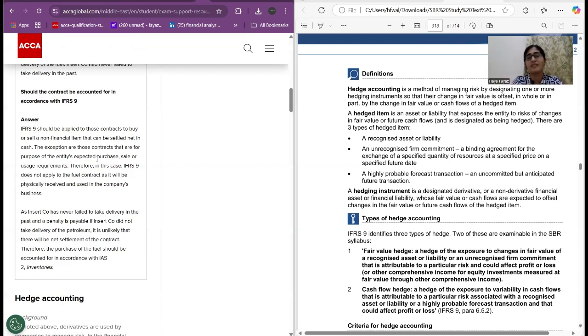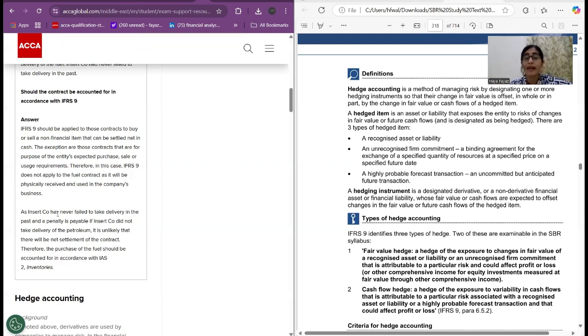They don't want this thing for delivery. They don't want this in their inventory item. They just want to trade it. They just want to get gains using the derivative contract. So that means that they will account for, that is another proof that it is not a derivative contract.